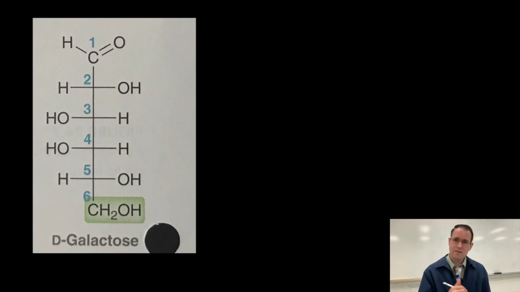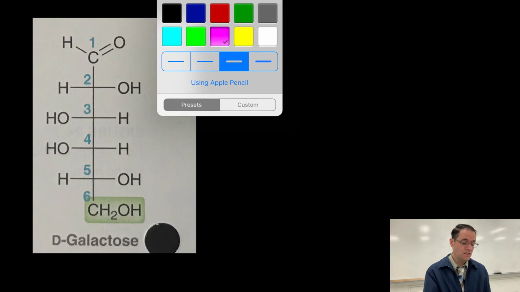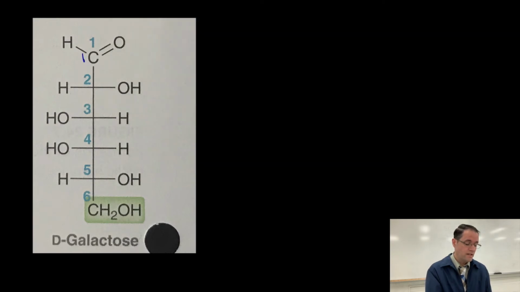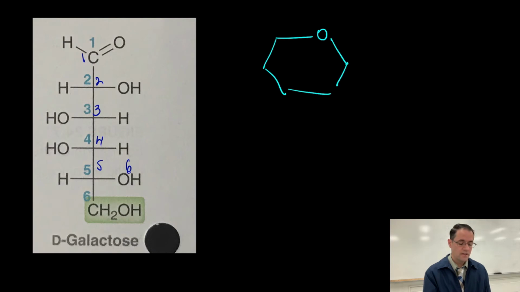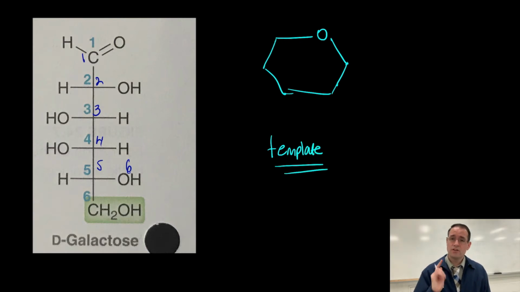So first, I like to number my ring carbons a little bit differently. I start with carbon 1 here on the aldehyde, 2, 3, 4, 5, and then I take a turn to the 6-membered ring oxygen, okay? So you always start by drawing your 6-membered ring with the oxygen in the top right corner. So you're going to start with this as your Haworth template, okay? So here's your template, all right?